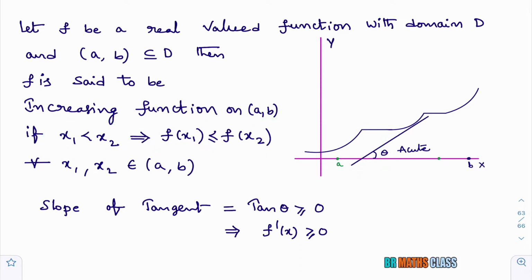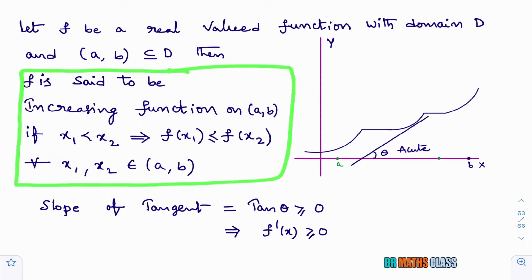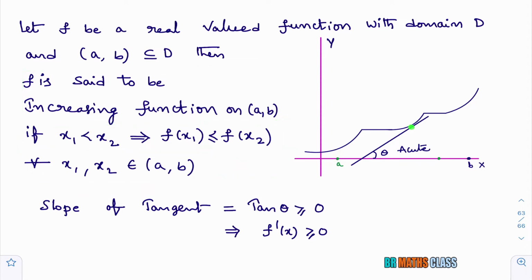So what is the definition? A function f is said to be an increasing function on the open interval (a, b) if x1 less than x2 implies f of x1 is less than or equal to f of x2. And you observe, in this open interval (a, b), you take a point and you draw the tangent. If we draw the tangent, that makes an acute angle. So tan theta is greater than 0.